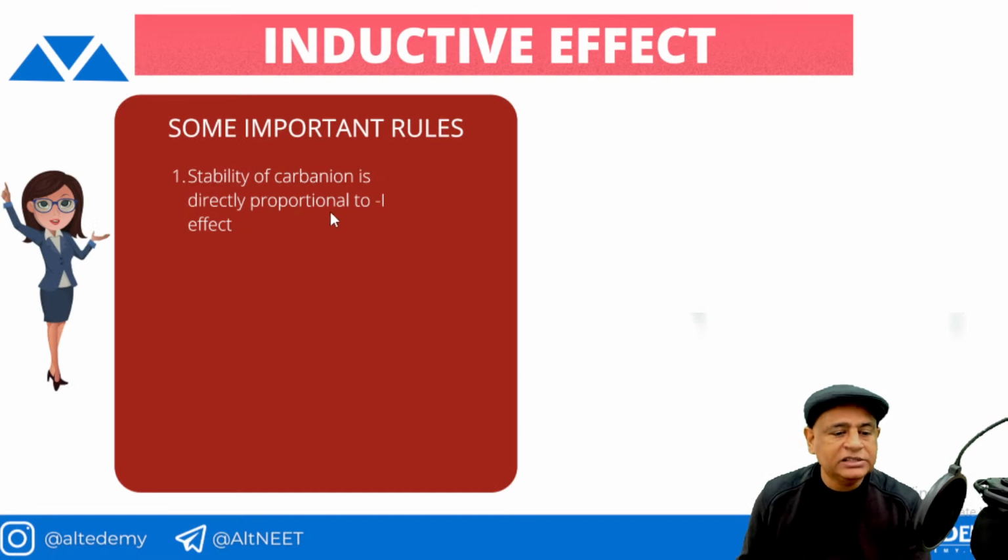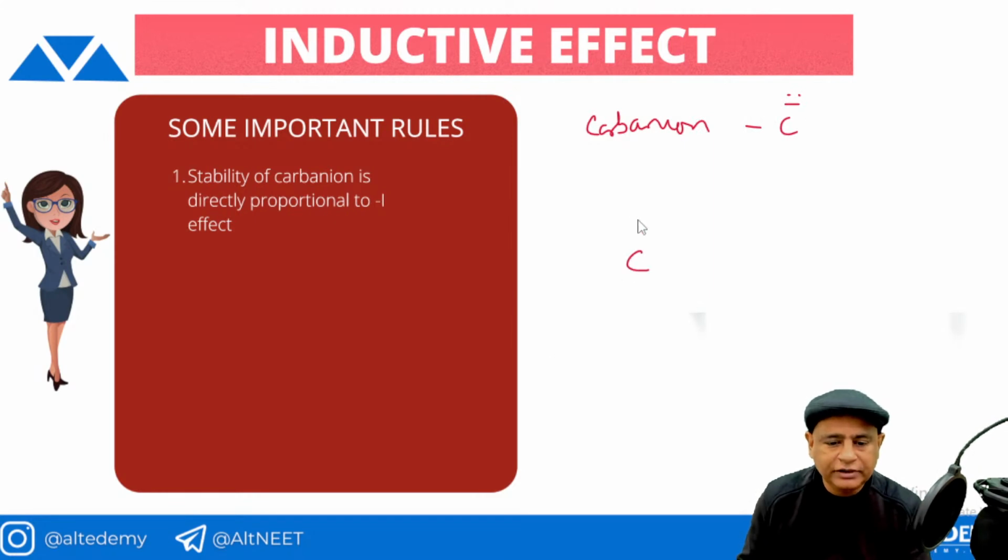And therefore the basicity order is like this. Stability of carbanion is directly proportional to minus I. Yes. If there is a carbanion, that means carbanion means what? Carbanion is carbon with a negative charge. Suppose we have CH, H, H, and again H here. And this bond is broken in a fashion so that this hydrogen leaves its electron to this place. That means it becomes like this.